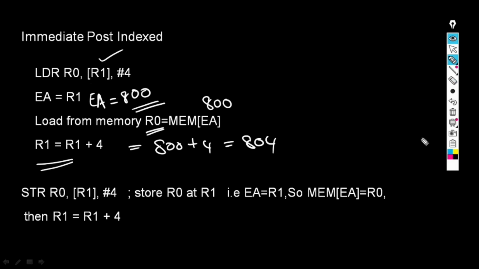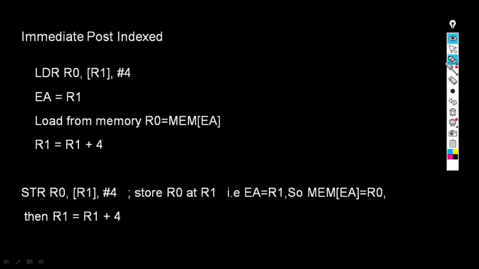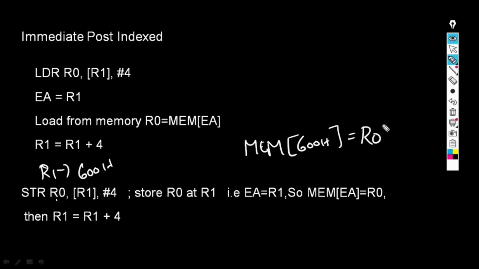Okay, let's see what happens in case of store. So let's assume some address 600H is your R1. What it means is, whatever value is in R0, place it in the memory location 600H. After that we need to update the value of R1. So in this particular case it becomes 604.